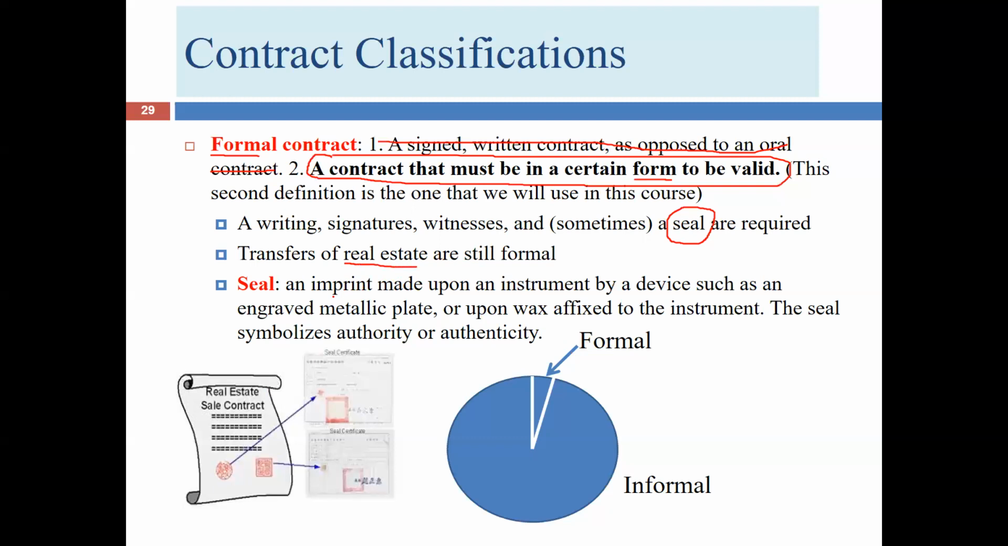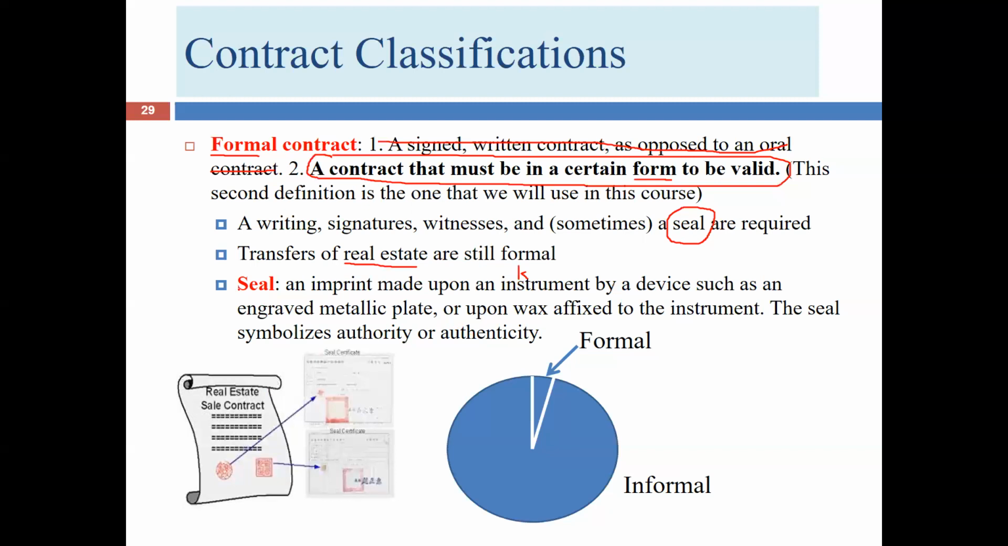So what is a seal? Well, here are some examples of these. This is an imprint made by a device upon the instrument. When we say instrument here, we mean the contract. Such as an engraved metallic plate or with wax. And the seal symbolizes authority or authenticity. It's an extra way of proving it up, even more proof, say, than a signature. Signatures can be forged. This is a little bit more of a formal proof of it.